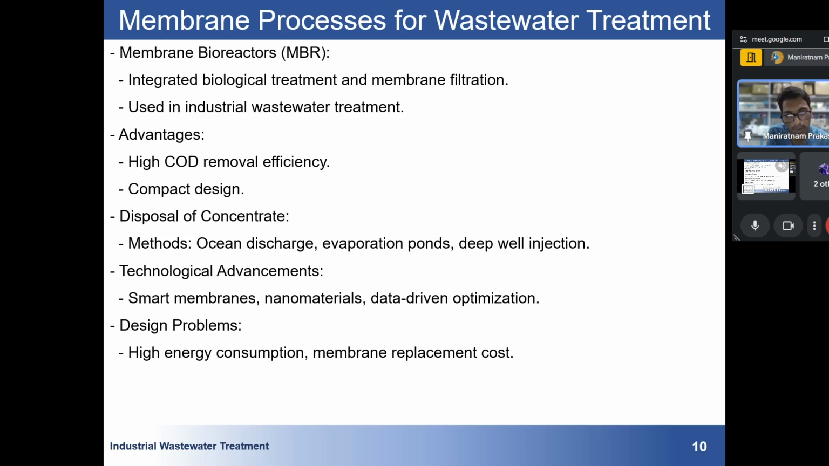There will be some kind of biofilm type of thing. So it will biologically treat your water, and it will also filter out the contaminants. High COD removal, we have discussed what COD is, chemical oxygen demand. A compact design is there.